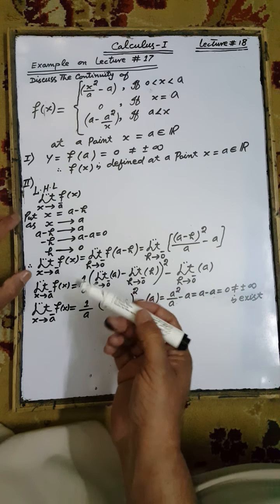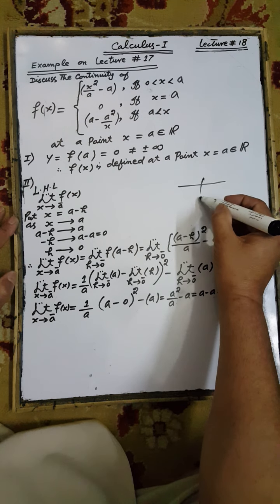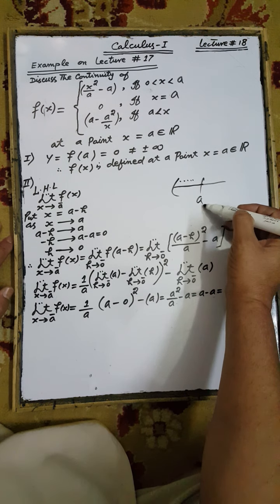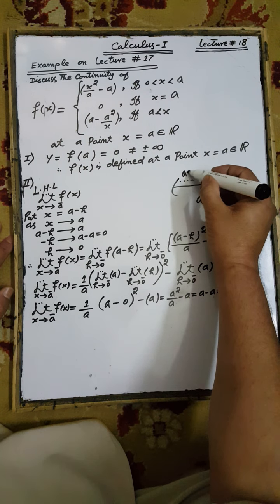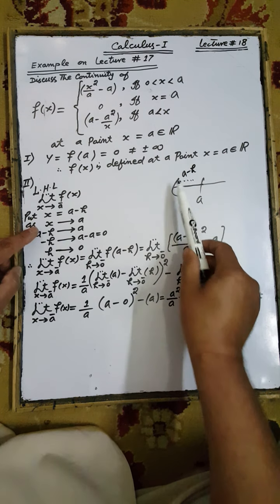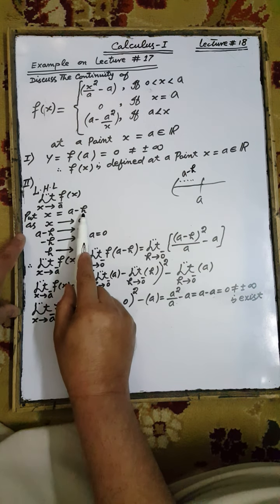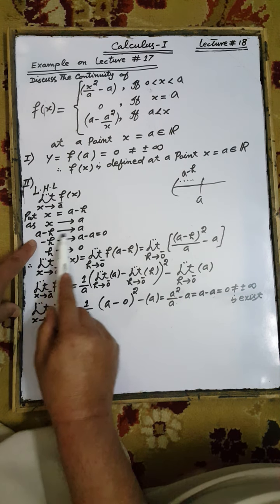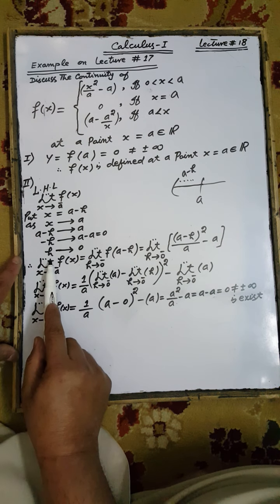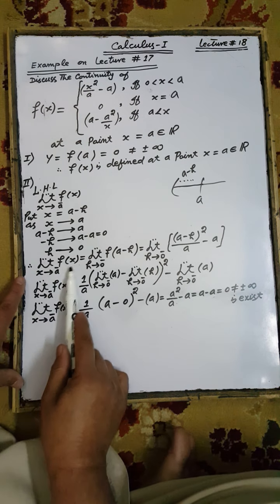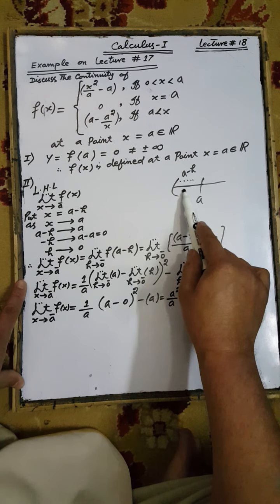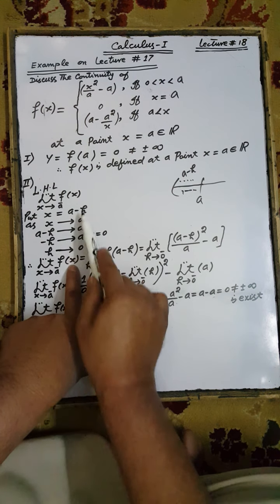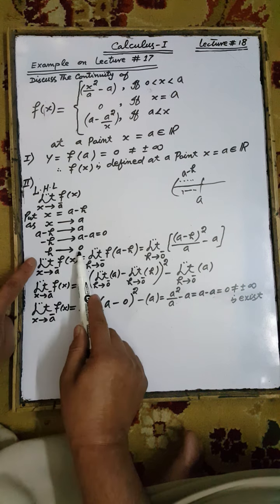Now to calculate the left hand limit of the function, we bound the function to the left hand side of the neighborhood of the point a. The left hand side points of the neighborhood of a are in the form of a minus h. Therefore, we put x is equal to a minus h. As x tends to a, a minus h tends to a, and after the calculation we write that h tends to 0. Therefore, limit f of x when x tends to a through the left side of the neighborhood of the point a is equal to limit f of a minus h. Replace x by a minus h, and h tends to 0.